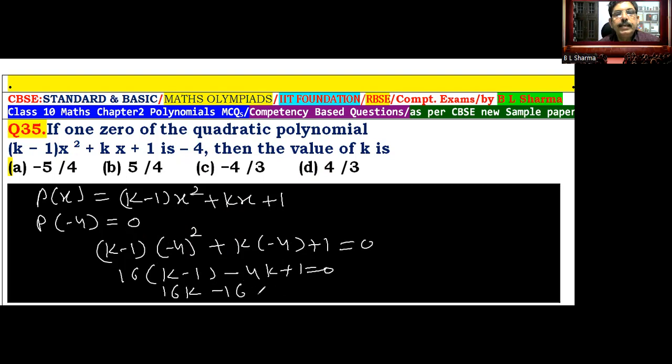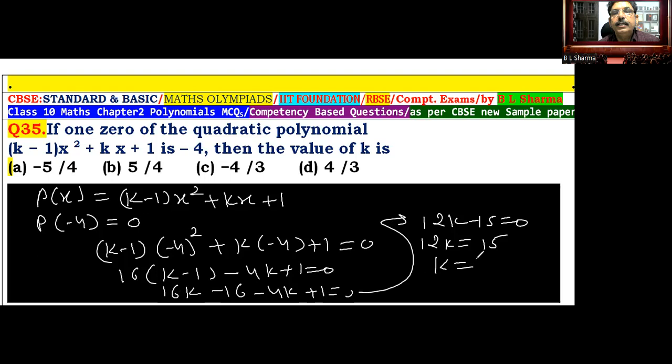So 16k minus 16 minus 4k plus 1 is equal to 0. 16k minus 4k, that is 12k, minus 15 is equal to 0. So 12k is equal to 15, k is equal to 15 upon 12. You can cancel by 3, 3 fives are 15 and 3 fours are 12. So the value of k here will be 5 by 4. So B is the correct answer.